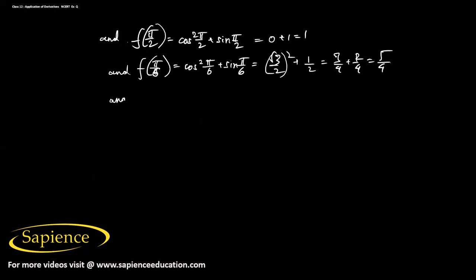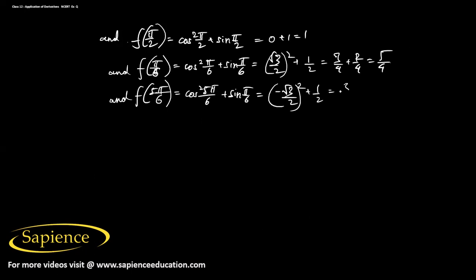And similarly, f of 5 pi by 6 also, that will be cos square 5 pi by 6. Now cos pi minus pi by 6 means it is minus cos pi by 6 plus sin pi by 6, that is equal to, this will be minus root 3 by 2 whole square plus half. So that will be also the same, 3 by 4 plus 2 by 4, that is equal to 5 by 4.